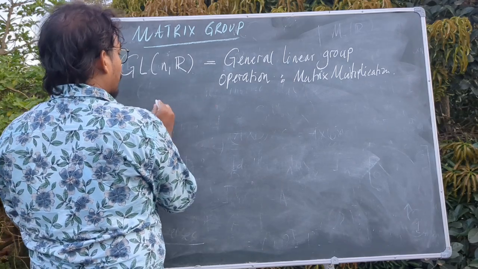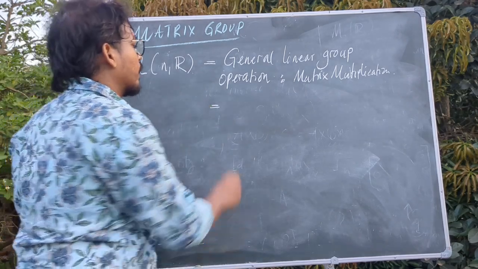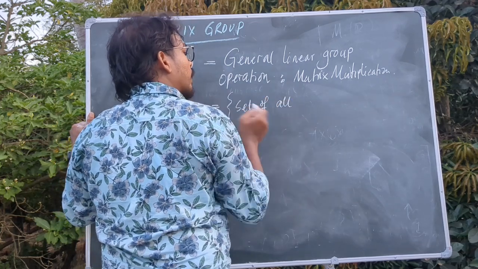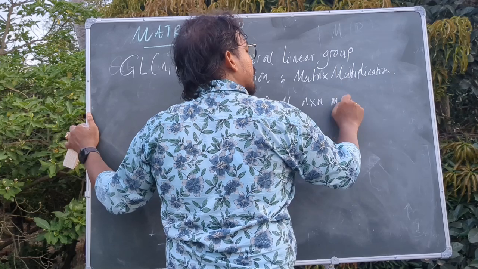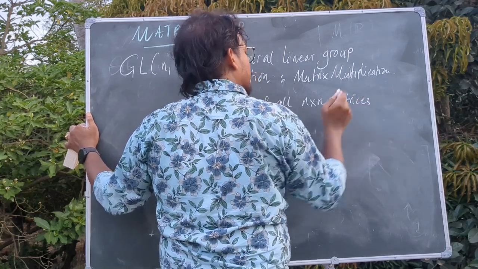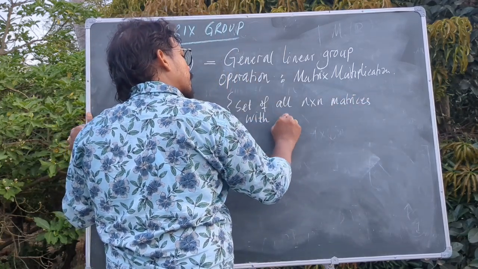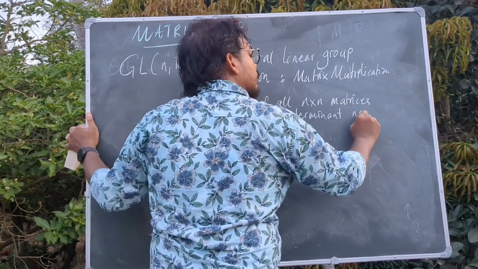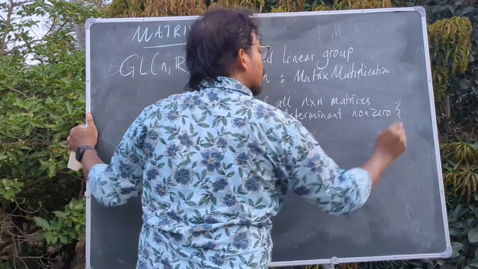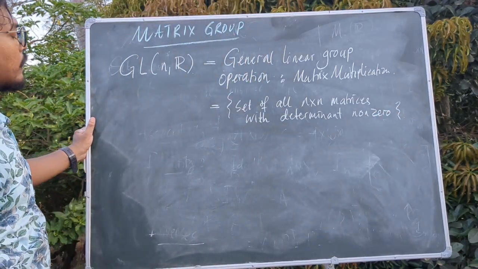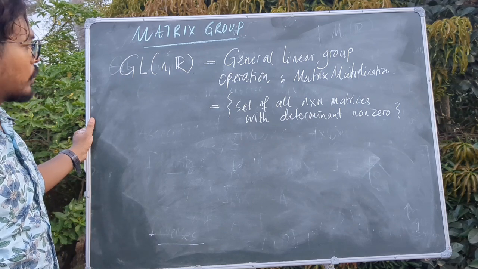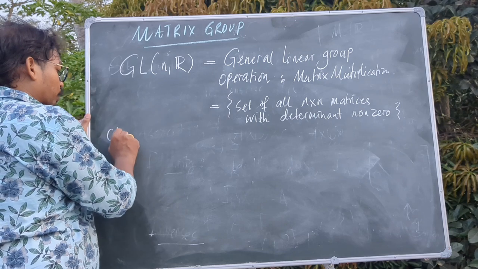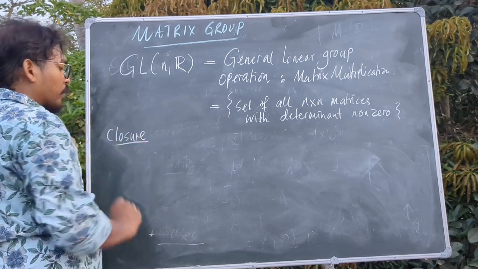The set contains the elements: the set of all n by n matrices with non-zero determinant. These are non-singular matrices, and we will show this is a group under the operation matrix multiplication. The first one is closure.